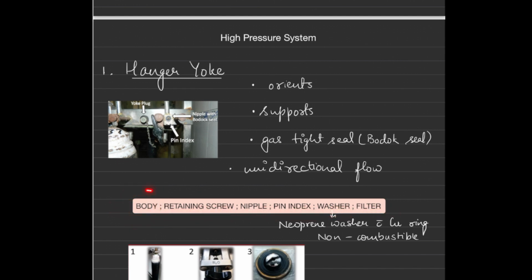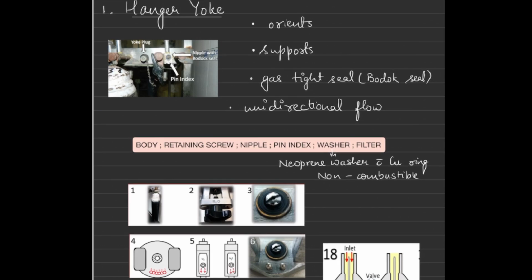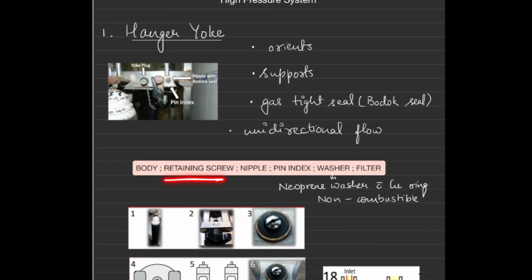So body. Body is the main integral part of the hanger yoke assembly. It is embedded inside the machine. Only the distal part is visible. It contains a retaining screw. There is a conical depression on the cylinder which fits on the retaining screw.